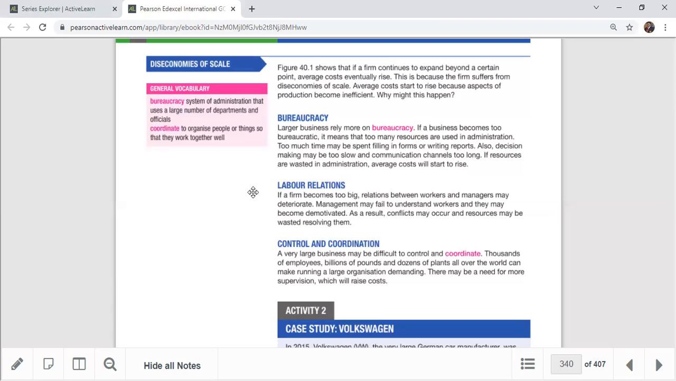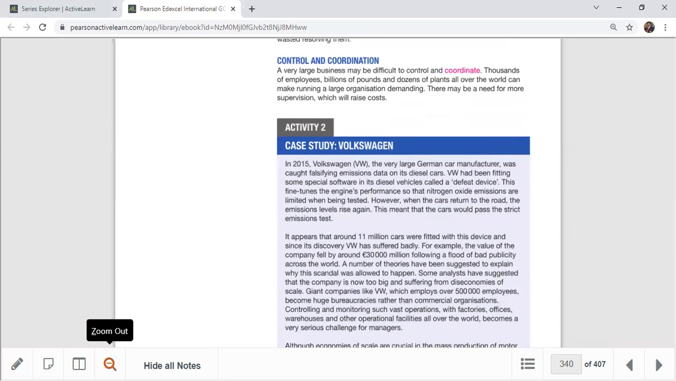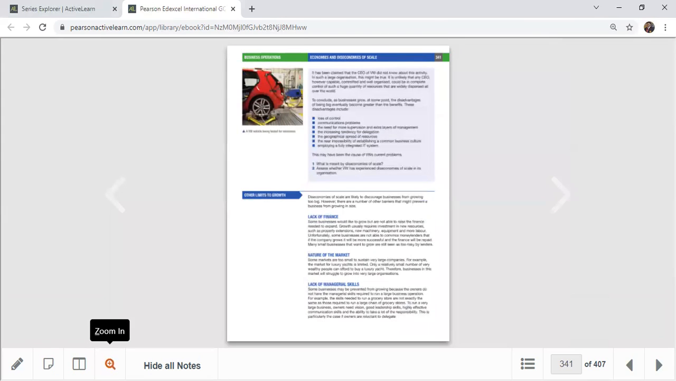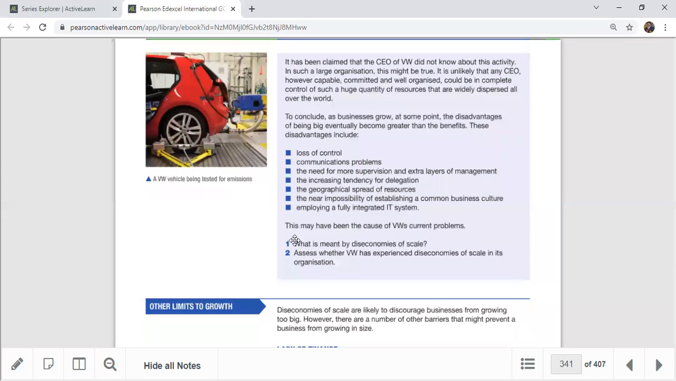That's why all multinational companies, like Coca-Cola, Toyota, Nestle and Unilever, have a huge amount of control and coordination going on region by region. Thousands of people, billions of pounds and dozens of plants all over the world make running a large organization demanding. Therefore, you must have very good CEOs and very good managers in order to handle these things. Now we talk about case study two, Volkswagen, and how the problems of diseconomies of scale happened because the company had bureaucracy and control and coordination became too difficult because of the expansion.